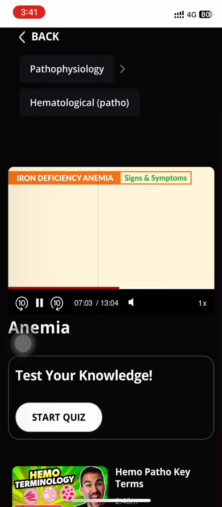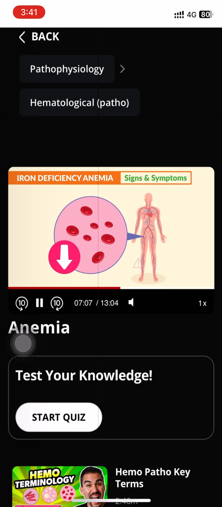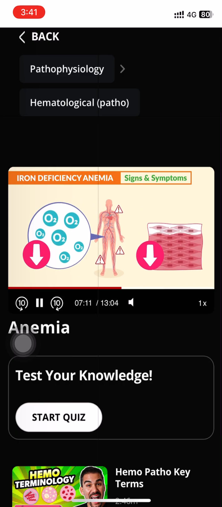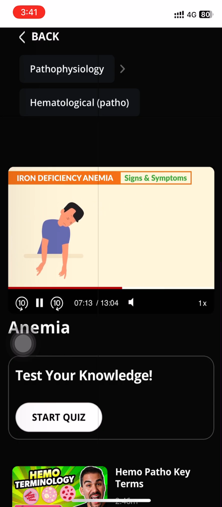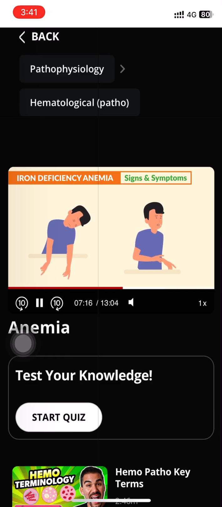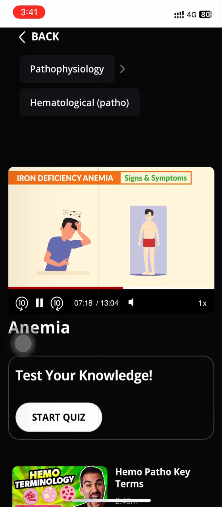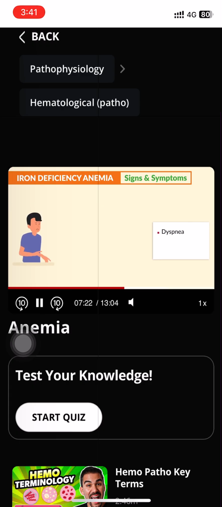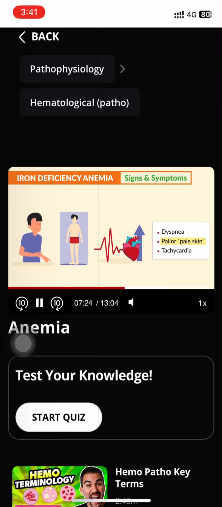Now for the signs and symptoms, just make it super simple and think about the patho here. We have low RBCs, meaning we have low hemoglobin, resulting in low oxygen signs and symptoms. So we get fatigue with dyspnea, that shortness of breath, as well as dizziness and even paled skin called pallor. But the top 3 to know is dyspnea, pallor, and tachycardia.